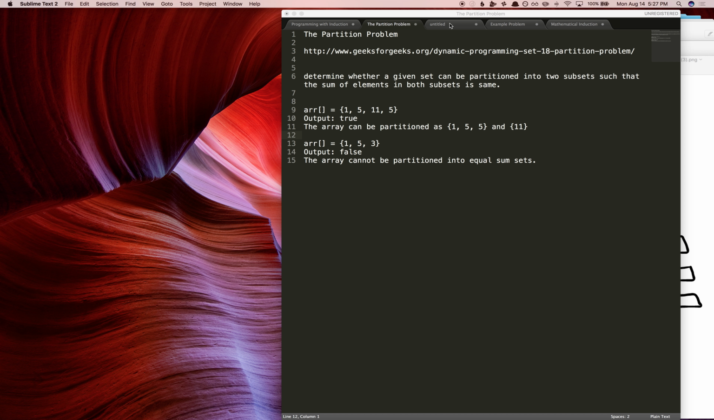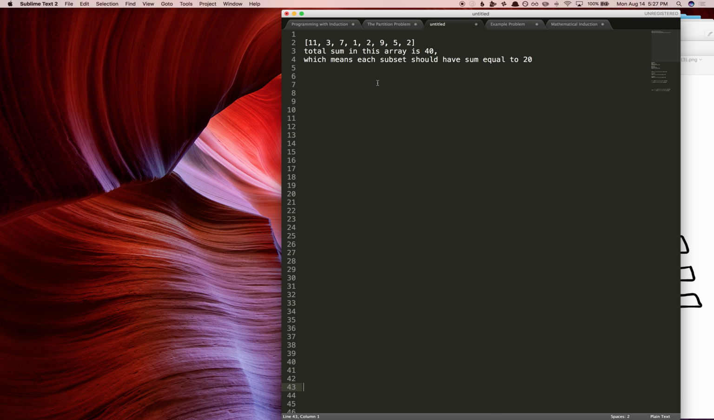So let's look at an example. We are given this array, the set, and we're trying to figure out if we can partition it into two subsets such that they have the same sum. The total sum in this array is 40. And so that means we want to create two subsets such that the sum is equal to 20. So let's just write that in one line. Target. So we have this, and our target is equal to 20.